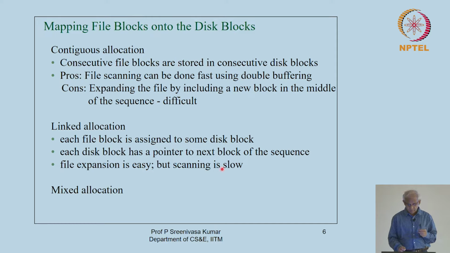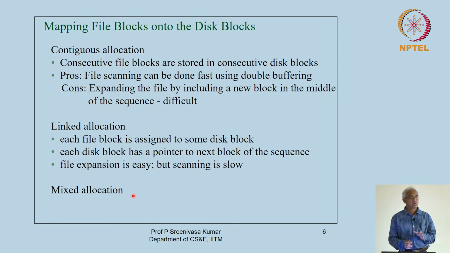So the scanning can become a pretty costly operation. So you can also, of course, think about some kind of mixed allocation, where we say that, okay, I'll take the first 25 blocks of the file sequence and put them in consecutive blocks, and then the next 25 I will put in some other consecutive place and put a pointer from the first 25 to the next 25.